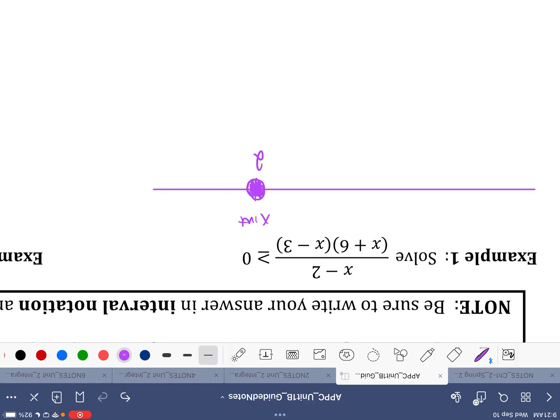Then looking at the bottom, we have what? -6 and 3. So what are these? Vertical asymptotes, can we equal them? No, so that's why they're going to be open circles. All right, you still have the regions. So we want to try to check our regions.